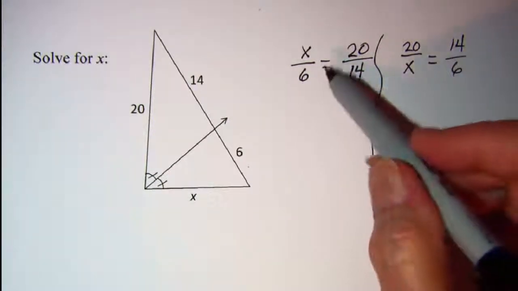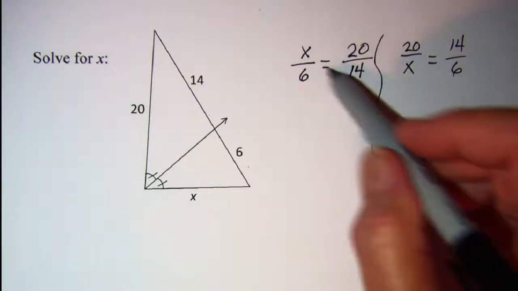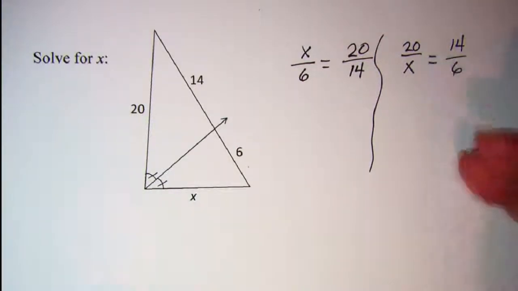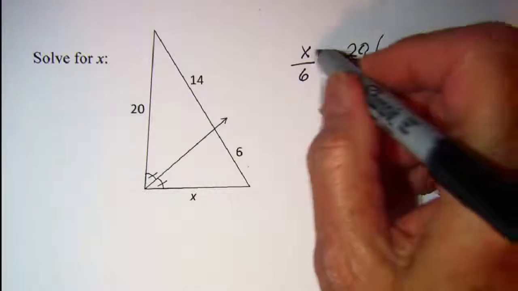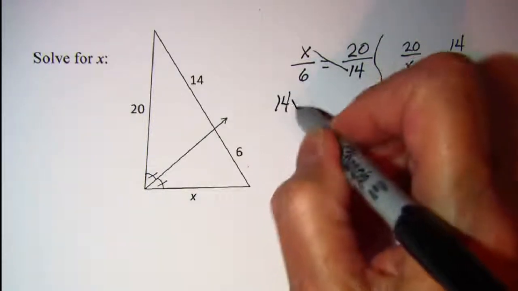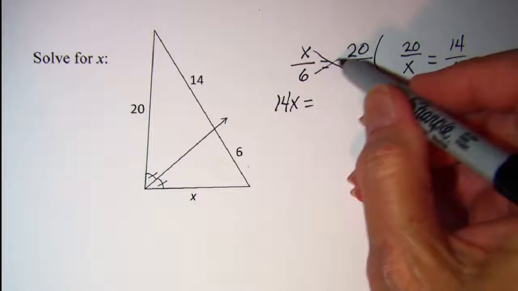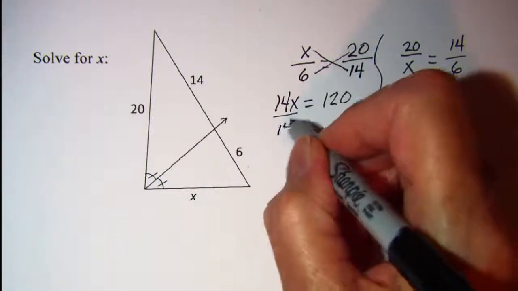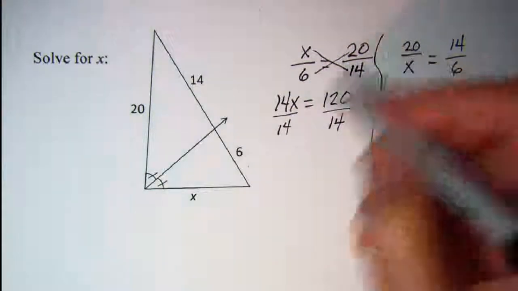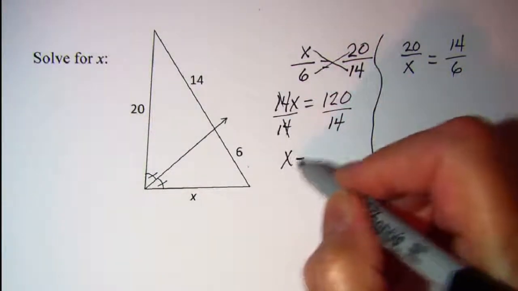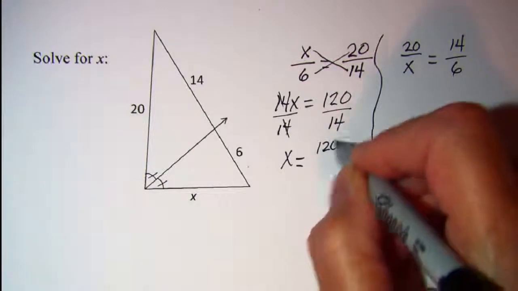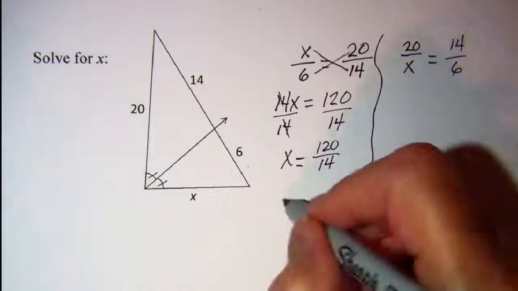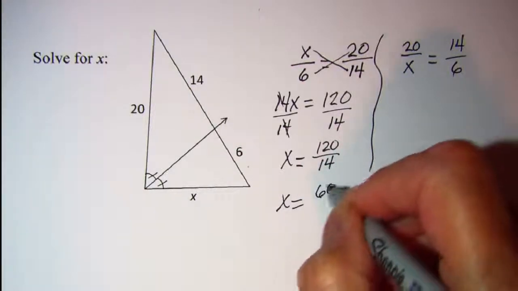Notice both of these have the same cross product. This is 14 times x. This one is also 14 times x. So let's go ahead and solve this one. We have 14x is equal to 120. Divide both sides by 14. And x is equal to 120 over 14. Both of these are even numbers, so I can say then 60 over 7.